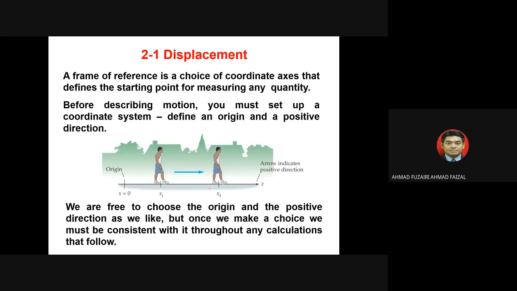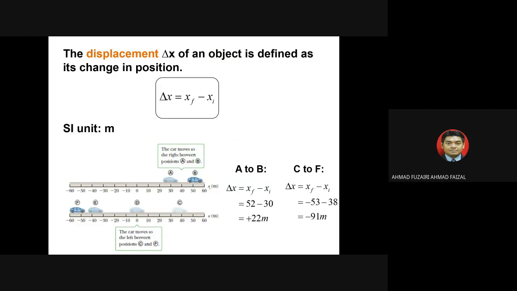Okay, so this is the displacement. I think you already know, as I already explained about displacement and distance. The difference between distance and displacement is based on the reference point. Displacement of an object is defined as the final point minus the initial point. All right.